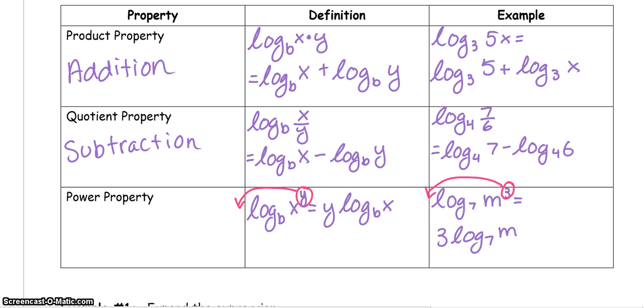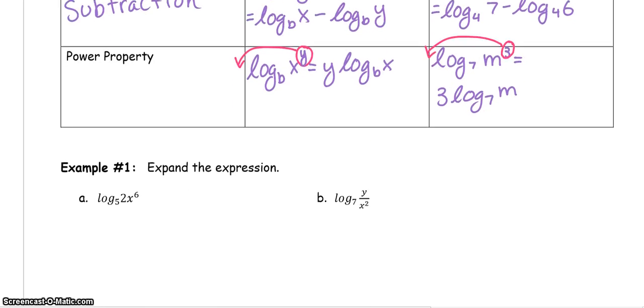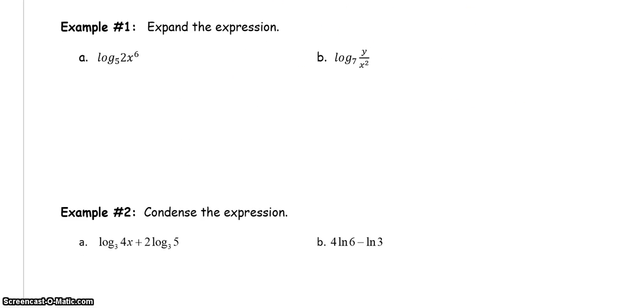So we can use these properties in order to help us expand logarithms. So let's look at these examples we have here. If I have the log base 5 of 2x to the 6th, that's like having 2 times x to the 6th. So I can expand that using addition, because that would be the product property. So we've got log base 5 of 2 plus log base 5 of x to the 6th.